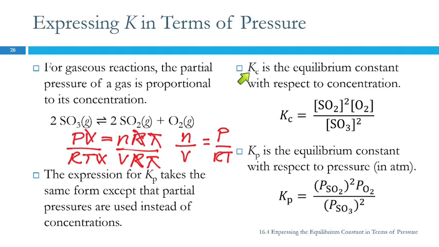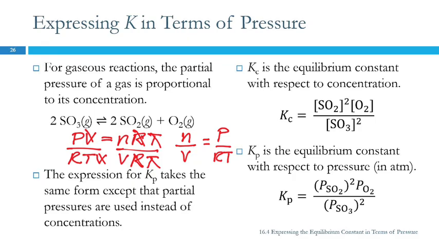So Kc is the equilibrium constant with respect to concentration, and that would be molarities of the different gases. Kp is with respect to pressure, always measured in atmospheres. And so this would be the partial pressure of SO2 squared times the partial pressure of O2 over the partial pressure of SO3 squared. Any questions?